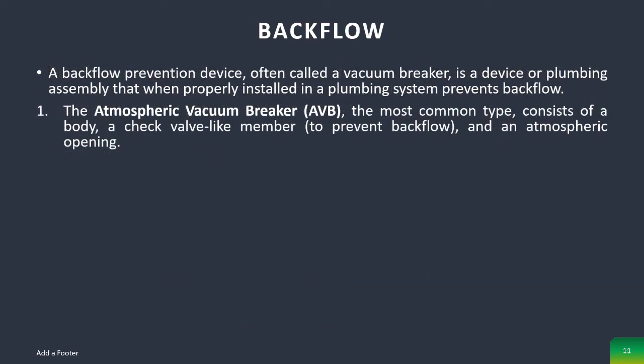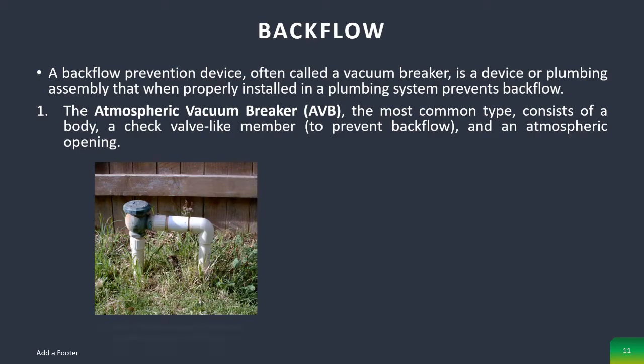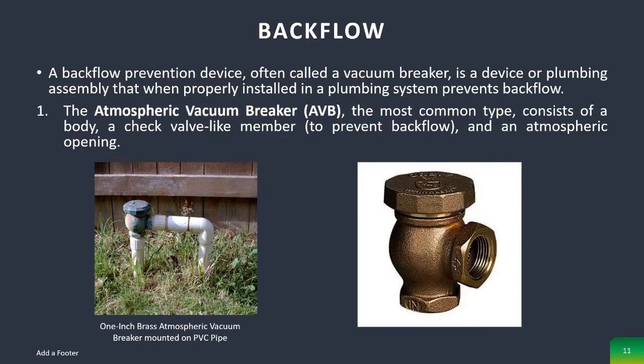A backflow prevention device, often called a vacuum breaker, is a device or plumbing assembly that, when properly installed in a plumbing system, prevents backflow. Number 1. The atmospheric vacuum breaker, or AVB. The most common type consists of a body, a check valve-like member to prevent backflow, and an atmospheric opening. So here is how it looks. This is a 1-inch brass atmospheric vacuum breaker mounted on PVC pipe. So here is the actual atmospheric vacuum breaker.